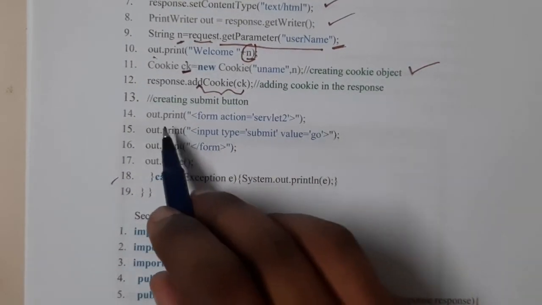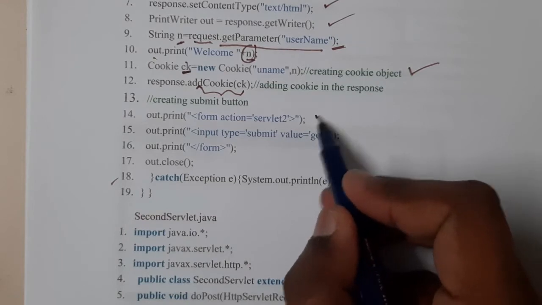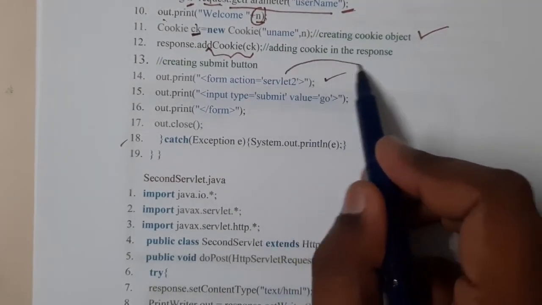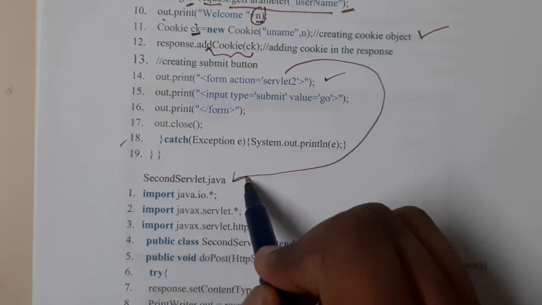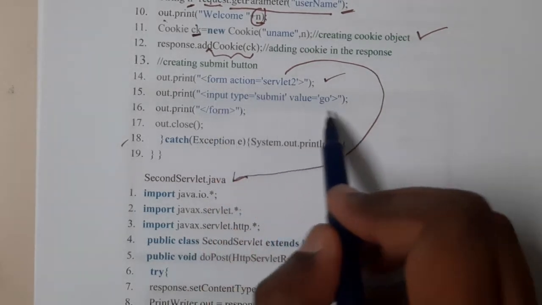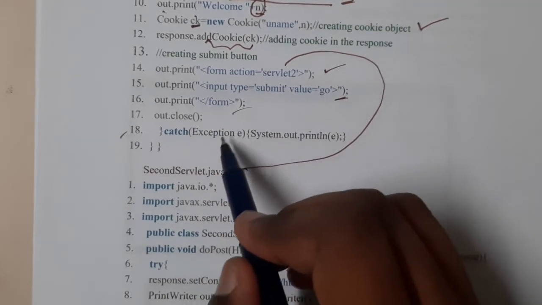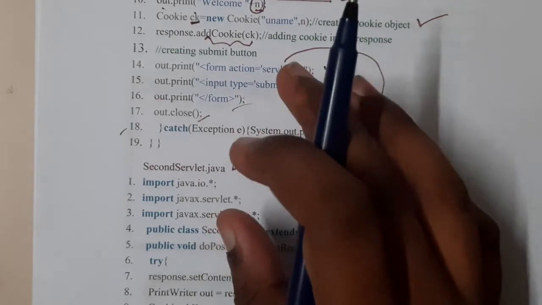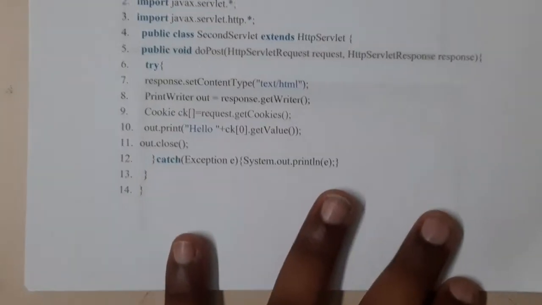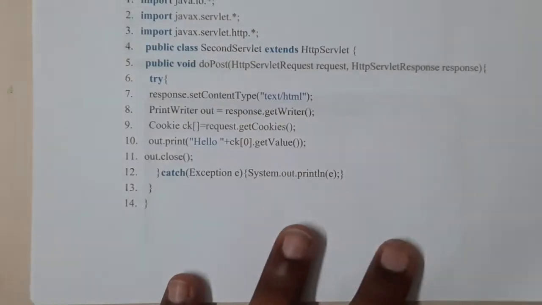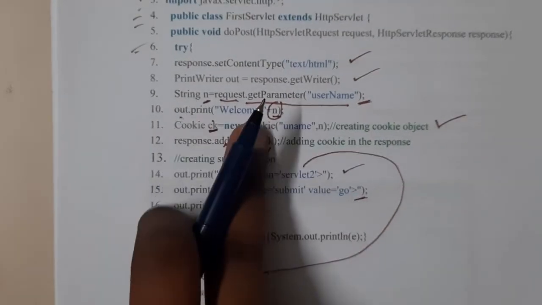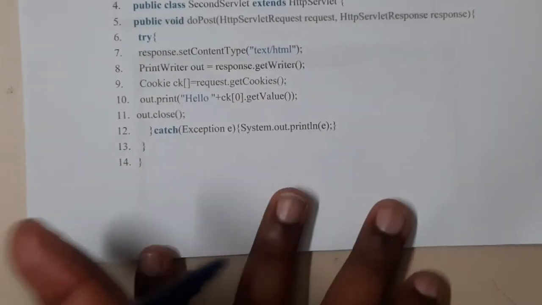So now you are printing servlet2. So servlet2 is nothing but second servlet.java, guys. So you are printing that and inside that you are printing the form and then you are closing the whole thing, right? Yes. So the second servlet program is in this way. So here you collected the data and you just printed a message welcome, right? Welcome the name, the guy name.